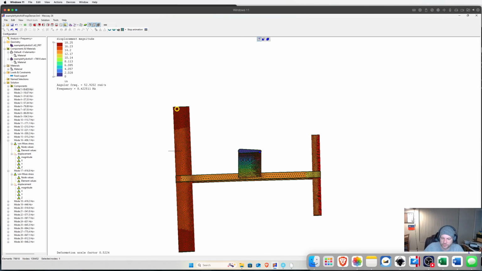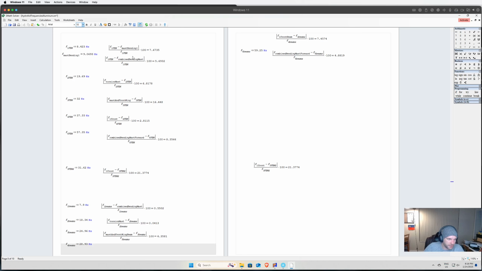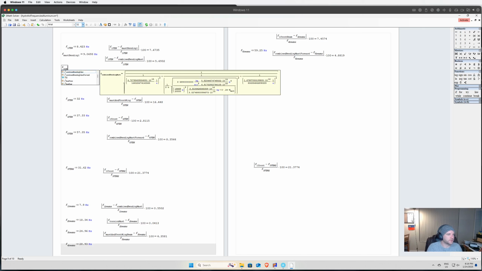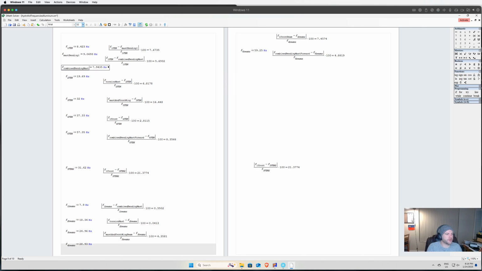So I combined all those modes by hand, and I got within 5.6%, 5.5%, something like that. I say that's pretty good, considering the simplifications I made, just trying to see what was going on. So I got 7.9 hertz by hand. The model was 8.4 hertz. I say that's pretty good.